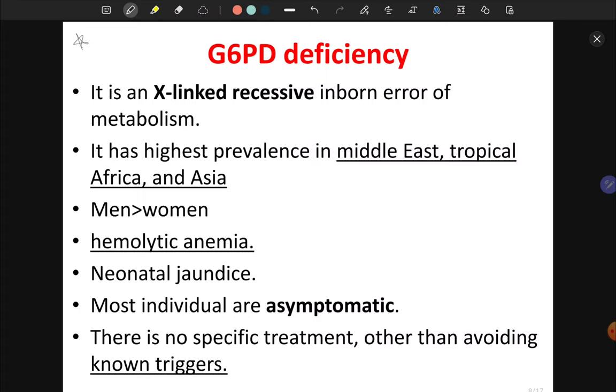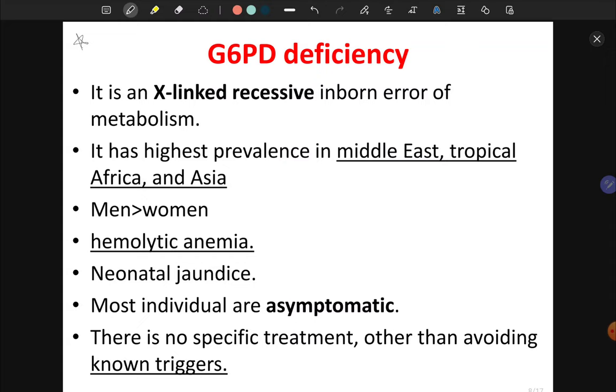If the patients are exposed to a trigger or aggravating factor that increases the reactive oxygen species in the RBC, the symptoms will appear. They live a normal life with no symptoms, but when they are exposed to certain triggers that increase the reactive oxygen species in the RBC, then the symptoms will appear.